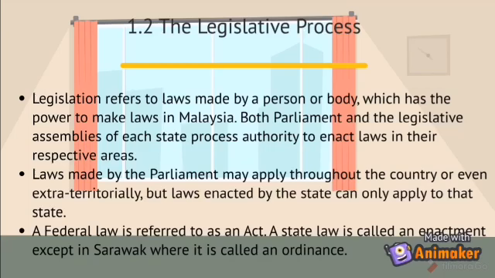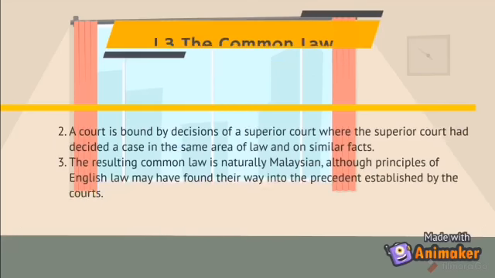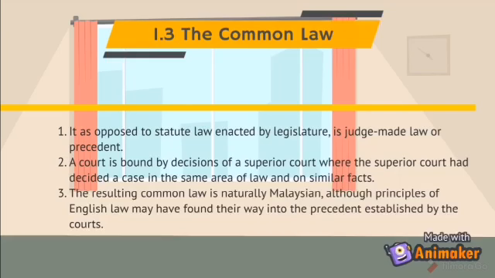A federal law is referred to as an act. A state law is called an enactment, except in Sarawak where it is called an ordinance. Common law, as opposed to statute law enacted by a legislature, is judge-made law or precedent. A binding precedent is a judgment or decision of a court of law cited as an authority for deciding a similar set of facts.